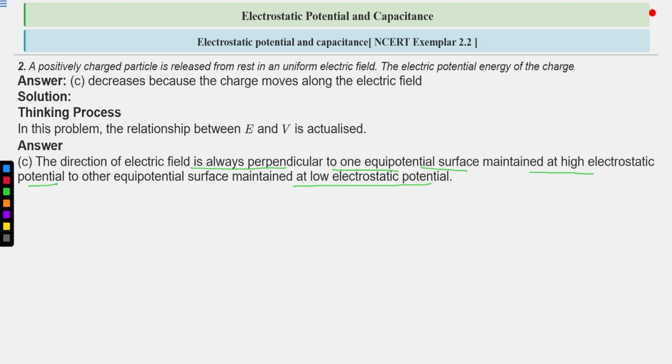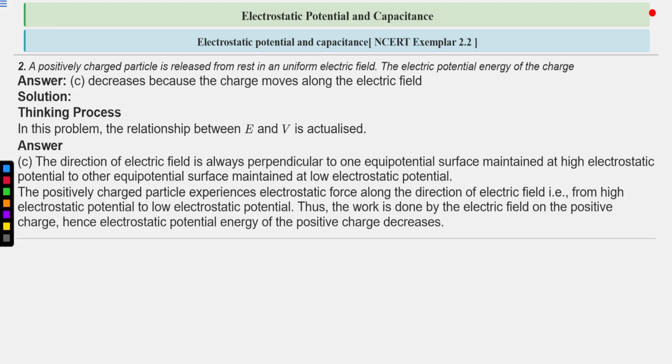So what they are saying is that the electric field is from high electrostatic potential to low electrostatic potential, and the second thing they are mentioning is that the electric field is perpendicular to the equipotential surface. So after combining, we can say the electric field is from higher potential to lower potential and perpendicular to the equipotential surface.